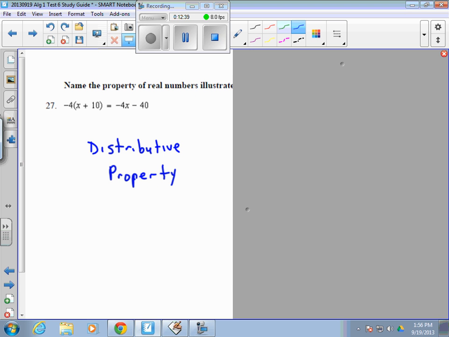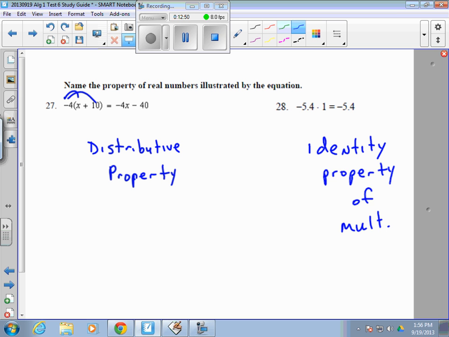Then we're just naming properties. Negative 4 times x plus 10 becomes negative 4x minus 40. That's just the distributive property. That's just giving negative 4 to both terms, both of the binomial terms. Negative 5.4 times 1 remains negative 5.4, so that's the identity property. It's the same at the beginning and the end. Its identity does not change.